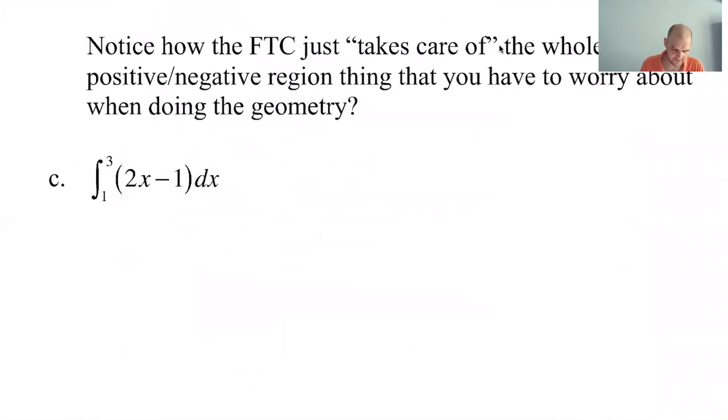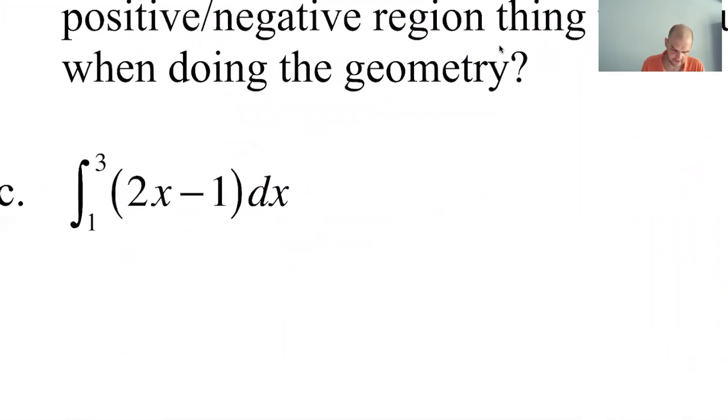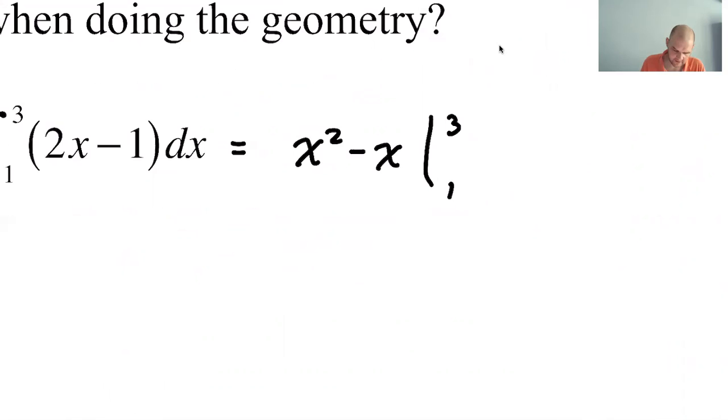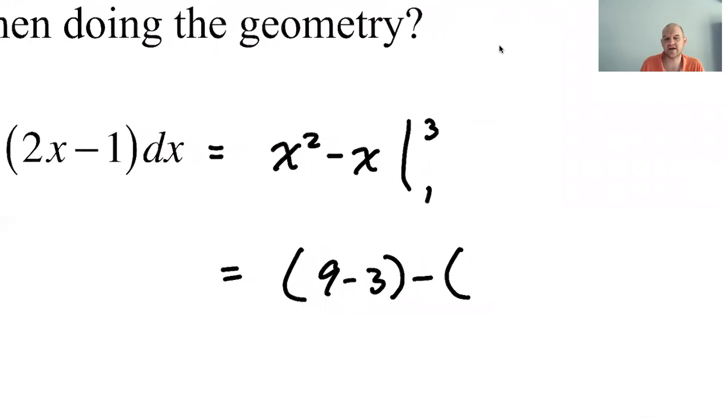Let's try this one. So I need an antiderivative. That's going to be x squared minus x. We're going to go from 1 to 3. All right, so first we plug in 3, and we get 9 minus 3 minus quantities. I think that's the best thing to do.